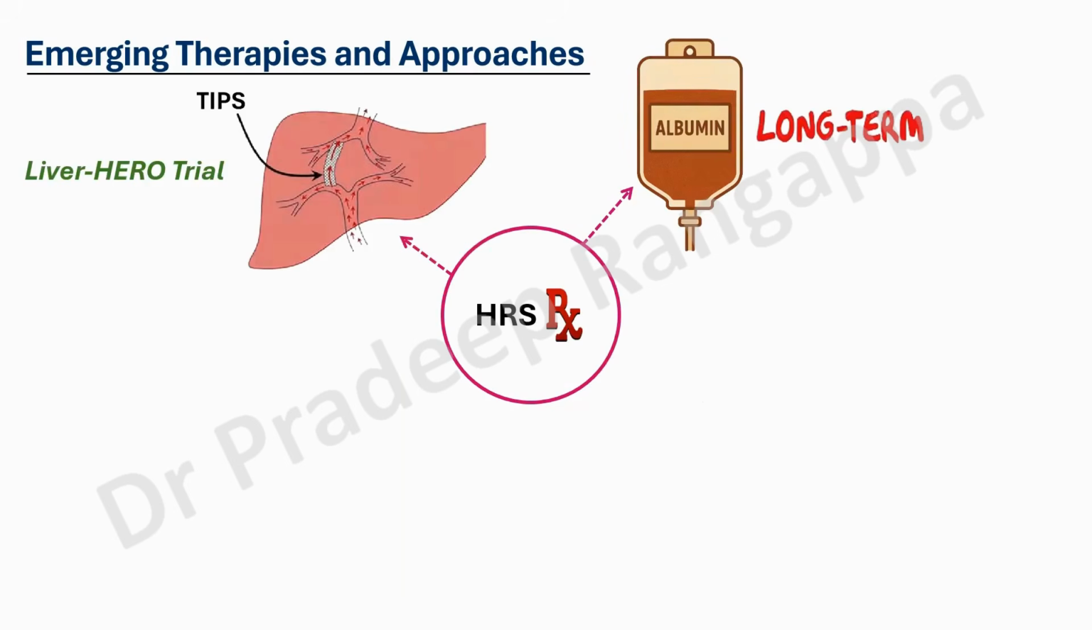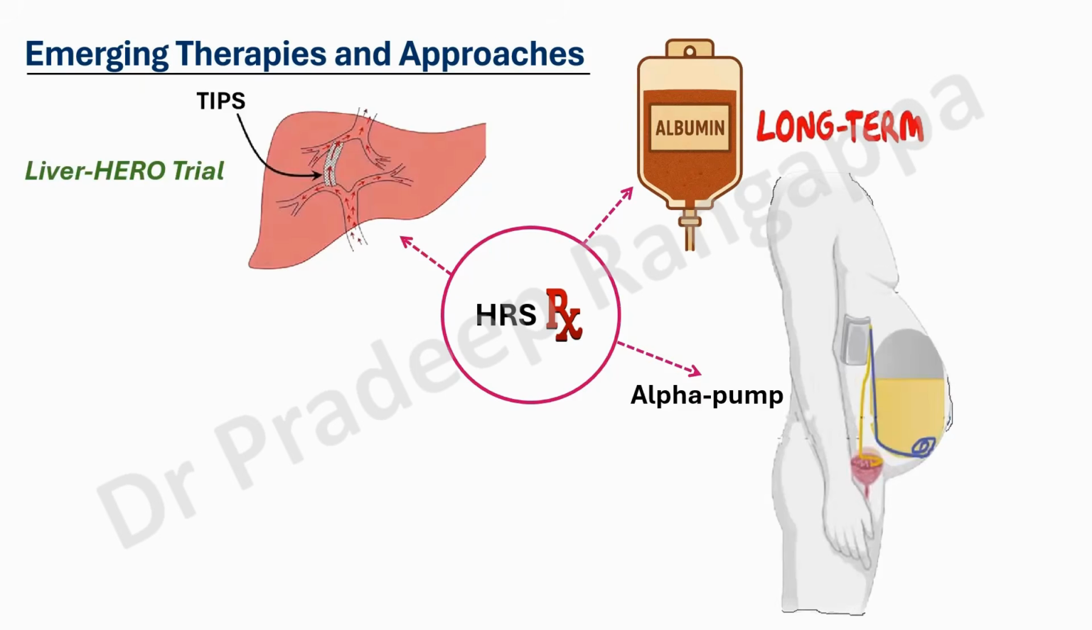And there is a focus on long-term albumin usage as prophylaxis to prevent these patients from getting into HRS. So there is research in this area on long-term albumin usage to prevent patients going into HRS. And this is interesting, I found. This is available in the market, called the Alpha Pump. Maybe in India, we should think of using this. I have not used this.